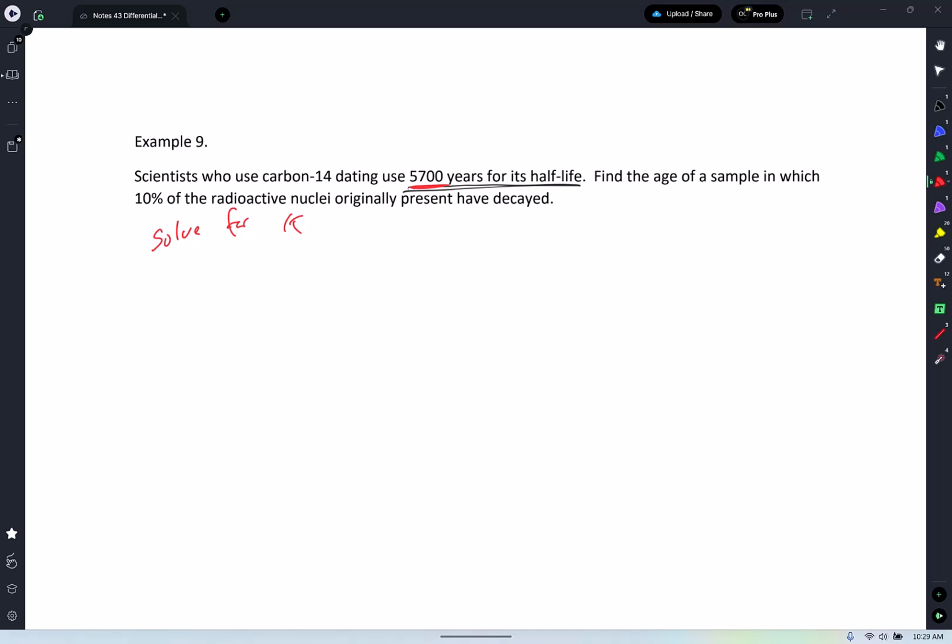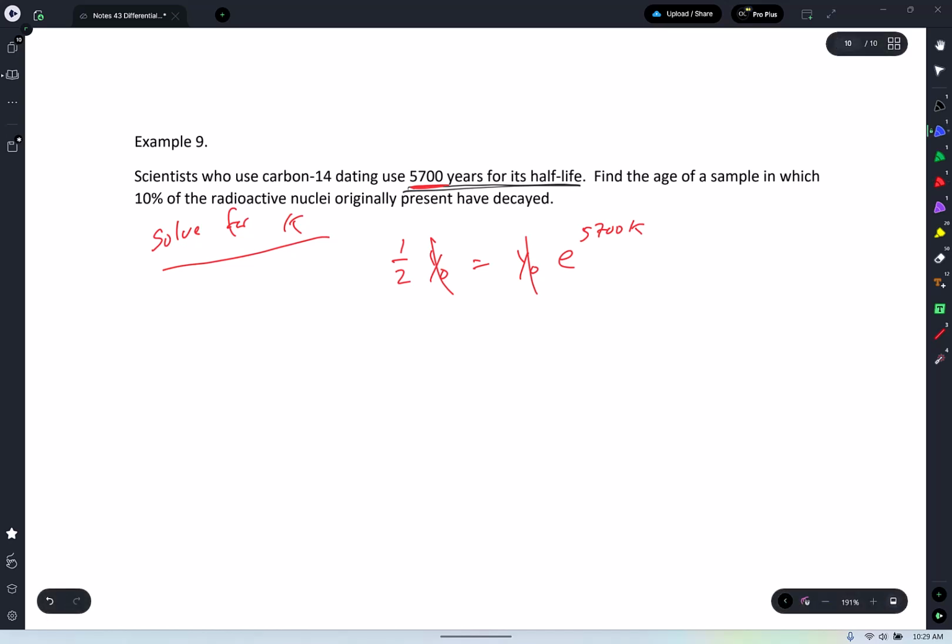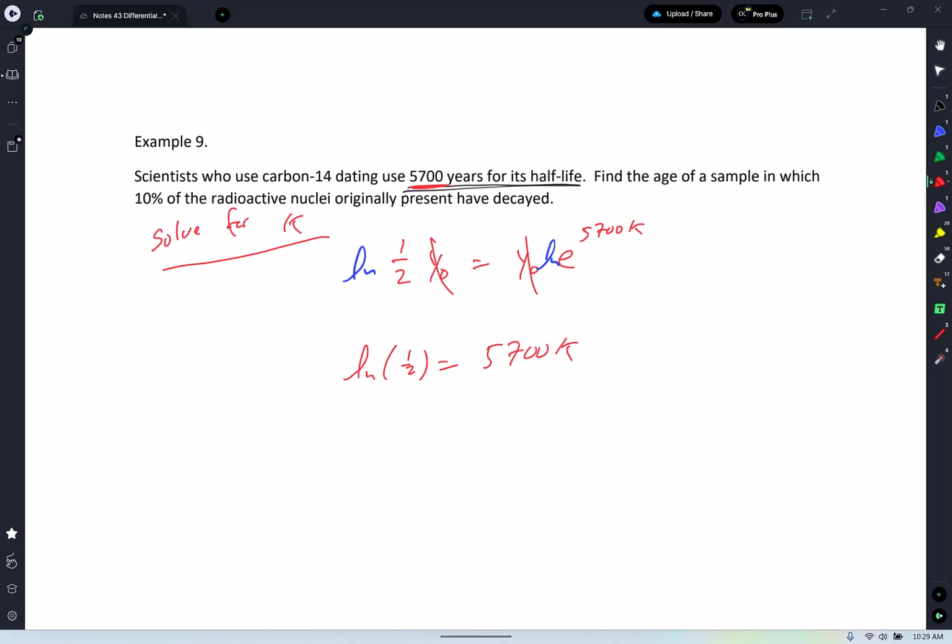Half-life is 5,700 years, so I'm going to say this. 1/2 of the amount present equals y naught e to the 5,700 k. I'm just solving for k. The y naughts cancel out. I'm going to put ln, and I'll have ln of 1/2 equals 5,700 k. Divide both sides by 5,700, and I'm going to store that to A.